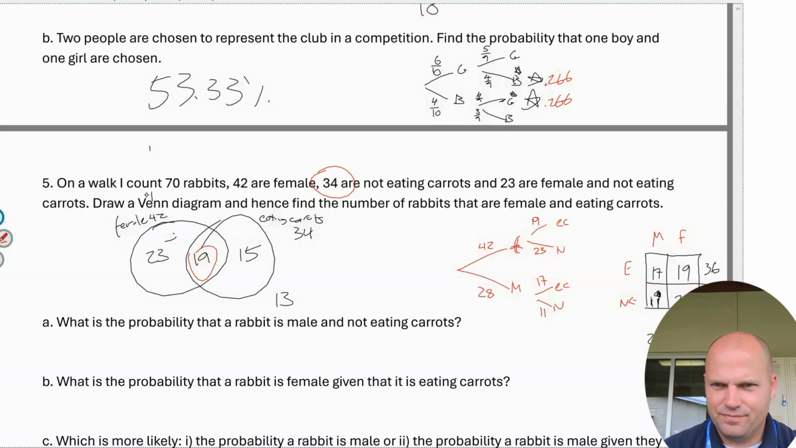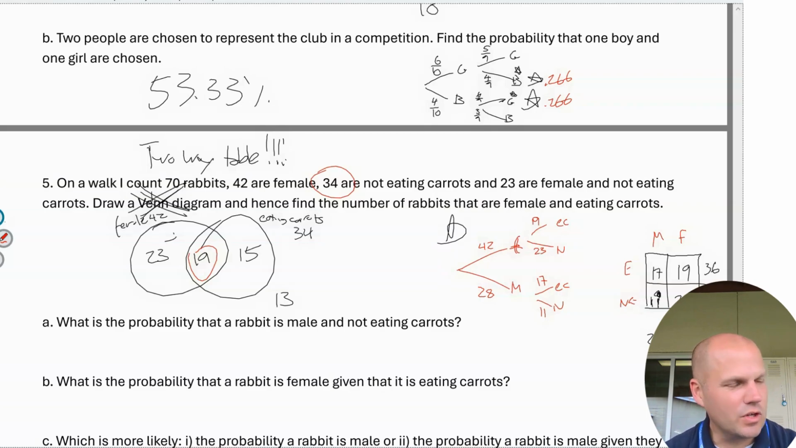I disagree. Two-way table, or tree diagram. What's the probability that a rabbit is male and not eating carrots? Male, not eating carrots is 11 out of 70. What's the probability that a rabbit is female, given that it's eating carrots? Eating carrots 36, female is the 19 out of 36.